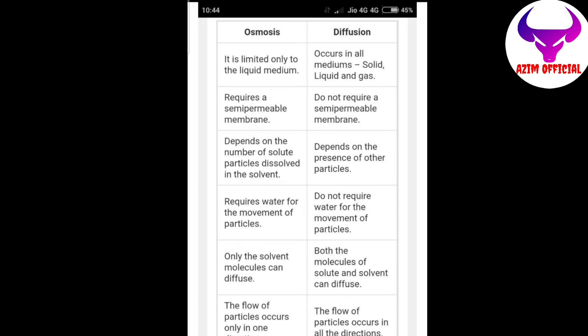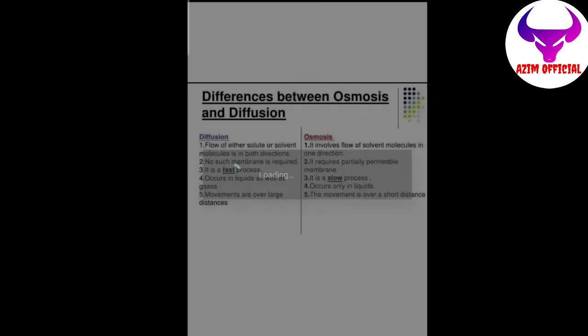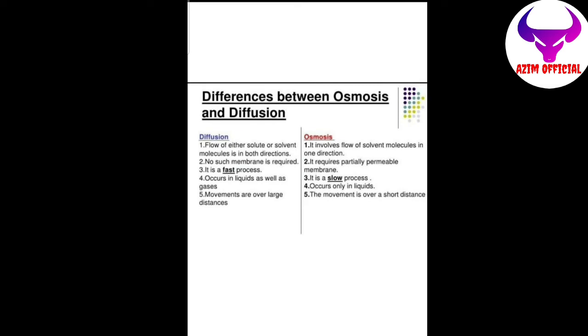So, concentration gradient. The flow of particles occurs only in one direction in osmosis, but in diffusion the flow of particles occurs in all directions. You just need a concentration gradient of higher concentration to lower concentration. That's all for osmosis versus diffusion. Please go to the next slide, please.